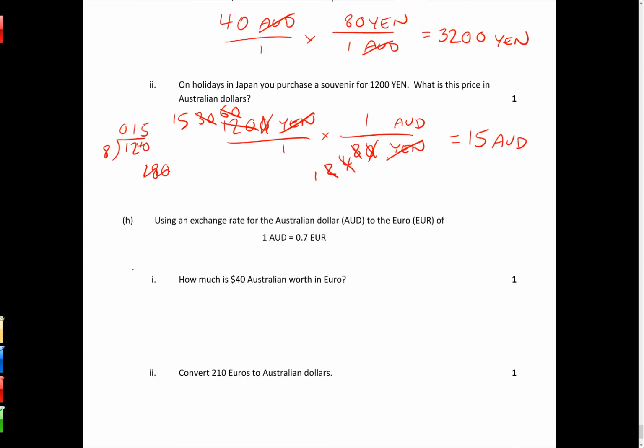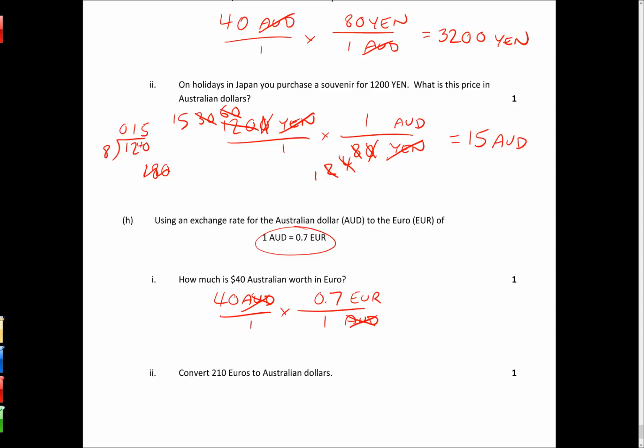More exchange rate. We've got decimals involved, so that's going to be the testing point. We're starting with 40 Australian dollars again, over 1. I don't want AUD, so down it goes. I do want euro, so up it goes. And it says 0.7 euro is 1 AUD. AUD is gone. So it's a times.